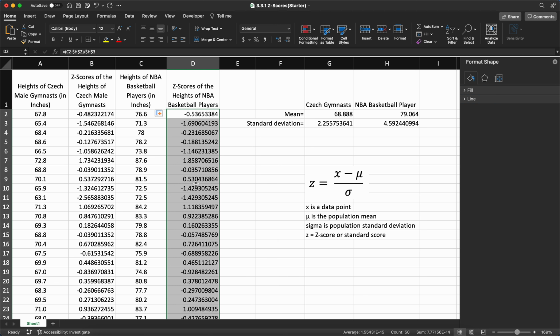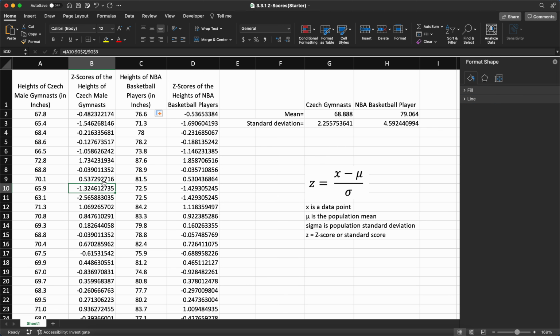So the larger the positive value of the z-score, the more standard deviations above the mean you are. So you can see that a 72.8-inch Czech gymnast is almost just as tall in his peer group. If you had them all lined up in a group, this gymnast at 72.8 inches would look really tall compared to all the rest of the gymnasts. The same amount of tall, basically, as this 87.6-inch NBA player.